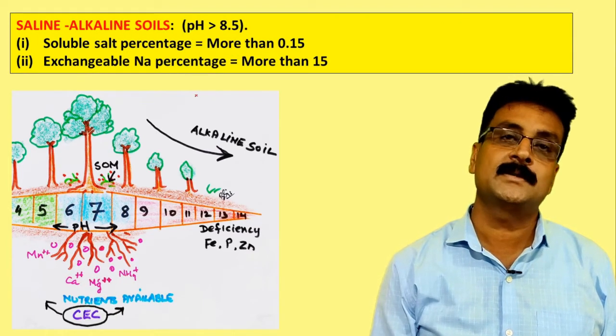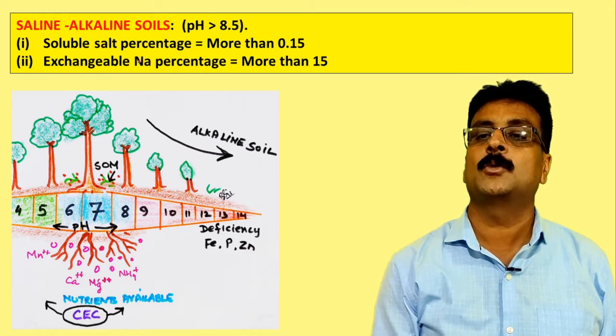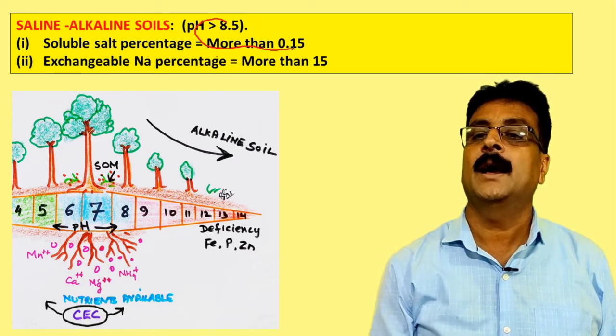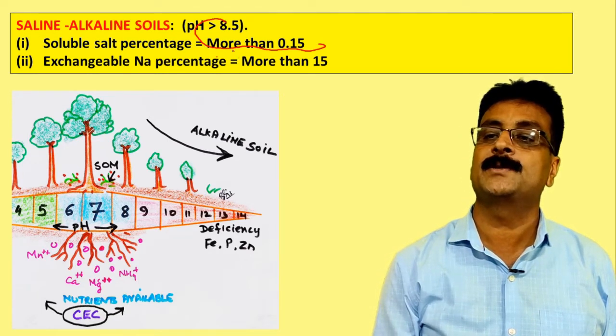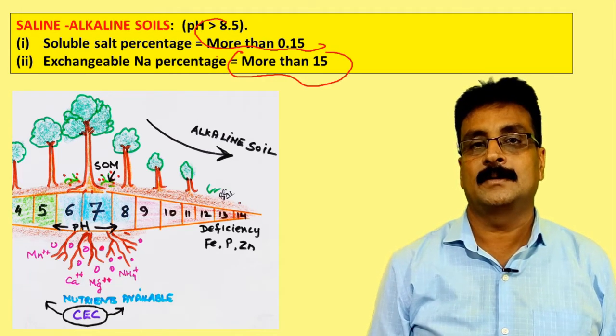And the third category is saline alkaline soil, which has pH more than 8.5, soluble salt more than 0.15, and exchangeable sodium percentage more than 15. These are the alkali soils.